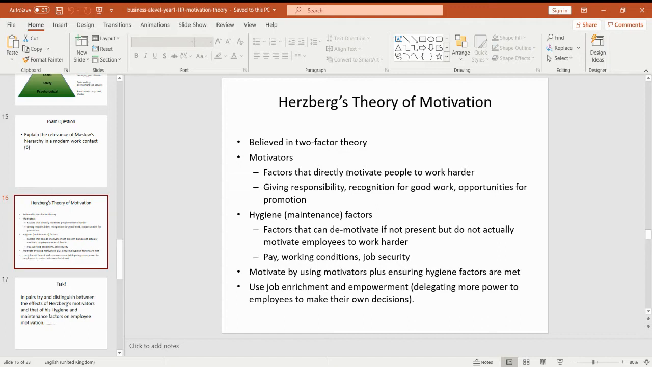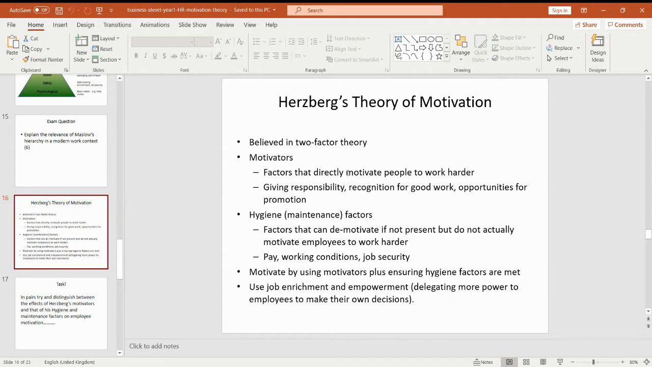These are maintenance factors. So these are the ones that potentially could demotivate you if they are present while you're at work, but they can also sometimes encourage you, not always, to work harder. So these are things like job security, which most of us would like to take as a given, having safe and comfortable working conditions and pay.